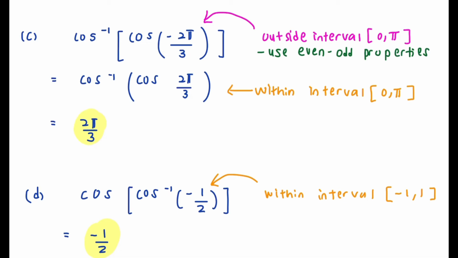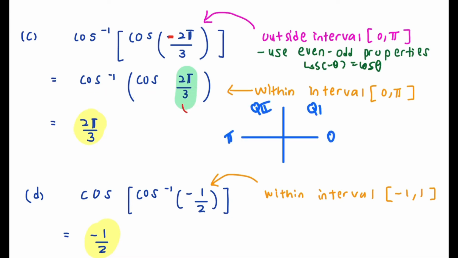However, we have a shortcut for this. For a negative angle, we can solve this by using the even odd property, which is cos minus theta is equal to cos theta. Therefore, cos minus 2 pi over 3 is just equal to cos 2 pi over 3. So now let's use the properties. Inverse cos compose cos 2 pi over 3.